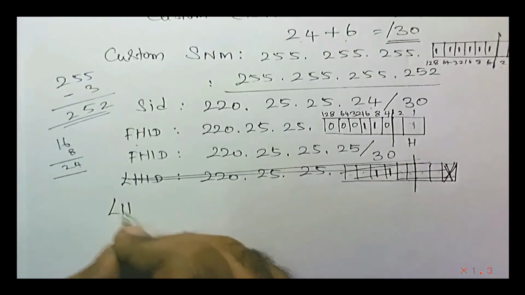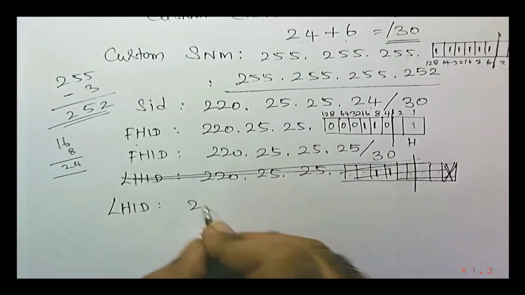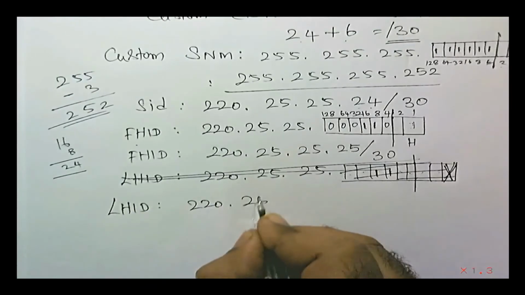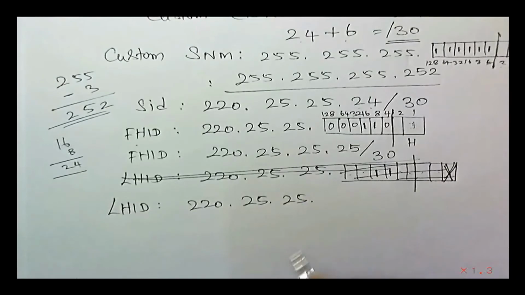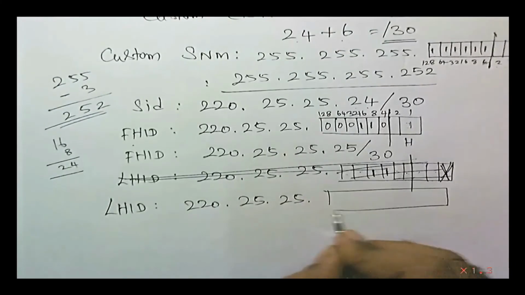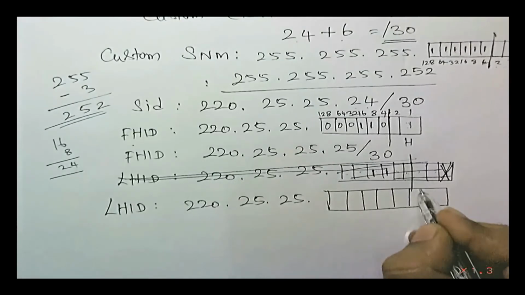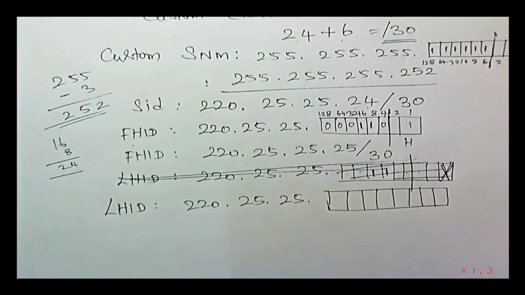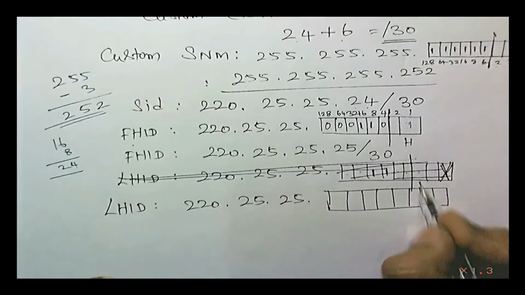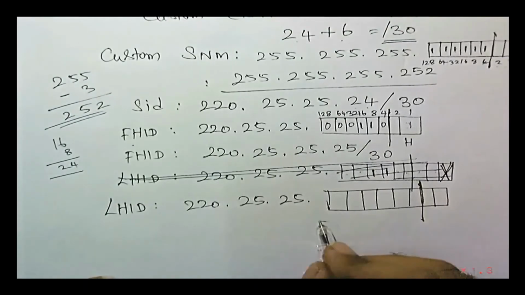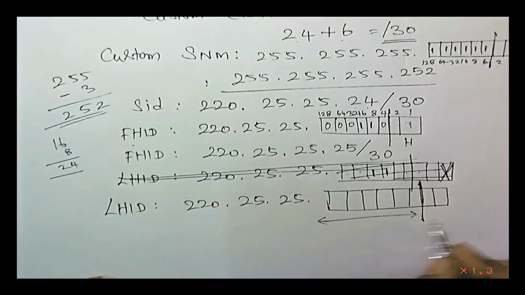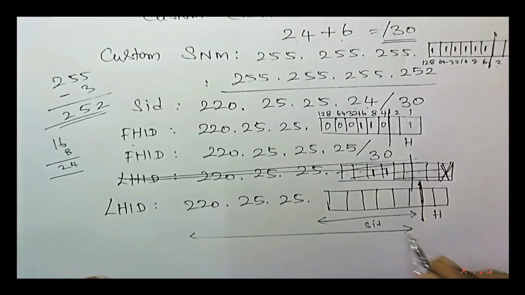So the last host ID is 220.25.25. Here we have 8 bits, 1, 2, 3, 4, 5, 6, 7, 8. In the host part we are going to have only 2 bits, and the remaining 6 bits are available in the network. So this is going to be the host, this is going to be the subnet, and the whole thing is going to be your network.